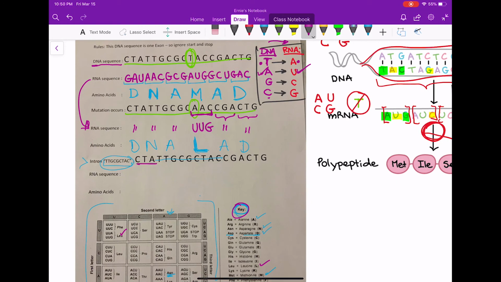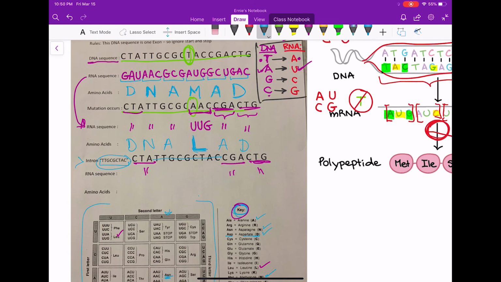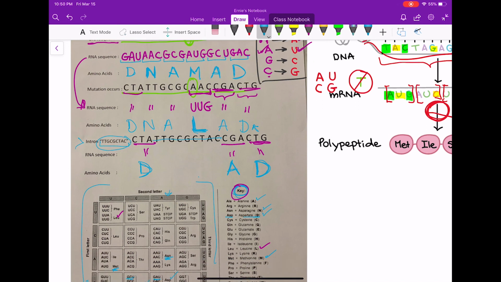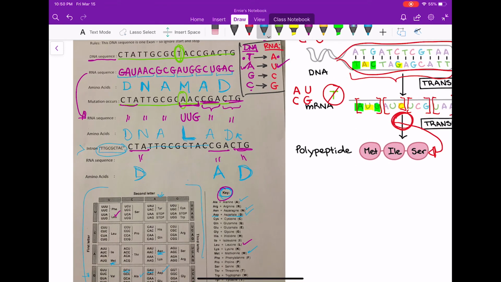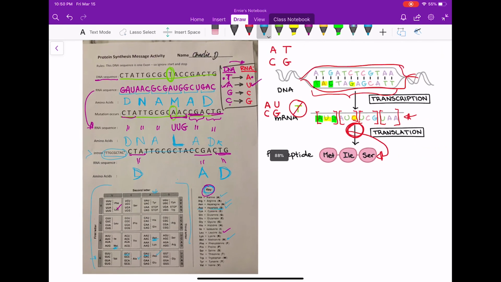We just cross it out because it's an intron, and we proceed to doing our translation, right? And if we look at this, they're the same. This right here is the same as this one. So this one will be a D. This one will be an A. This one will be a D. And now our message reads that. So that's basically all we needed to know.